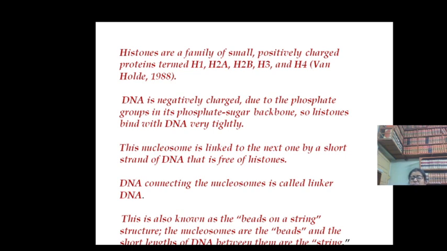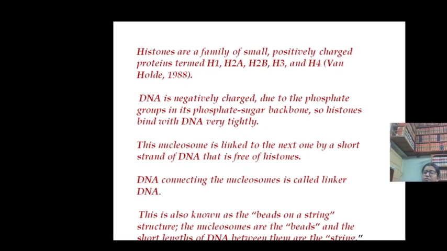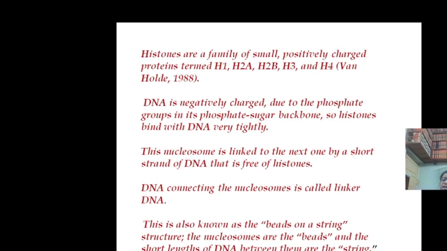Histones are a family of small positively charged proteins termed H1, H2A, H2B, H3 and H4. Van Holde had discovered them in 1988. They had gone for the elucidation of the nucleosome structure, and when they did, they found that these were the proteins which were actually helping in the compaction. DNA is negatively charged due to the phosphate groups in the sugar-phosphate backbone, so histones bind with DNA very tightly.